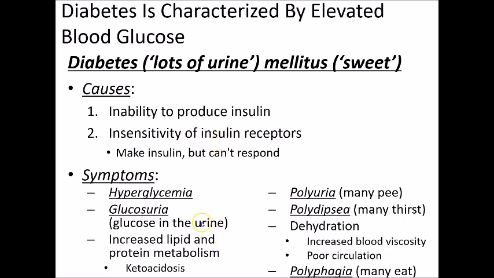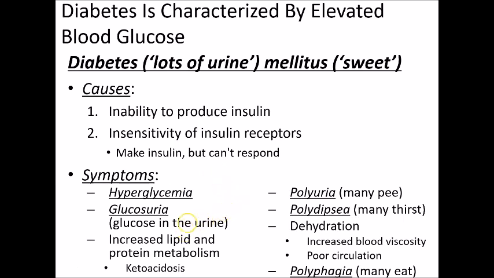Symptoms of either type of diabetes include hyperglycemia, that high blood sugar we talked about, glycosuria or glucosuria, that is glucose in the urine. So a pretty easy word to decipher. Gluco or glyco refers to sugar, urea refers to urine. We get an increase in lipid and protein metabolism because we're using less sugar for fuel, less glucose for fuel, and that could result in ketoacidosis, especially in severe cases of diabetes.